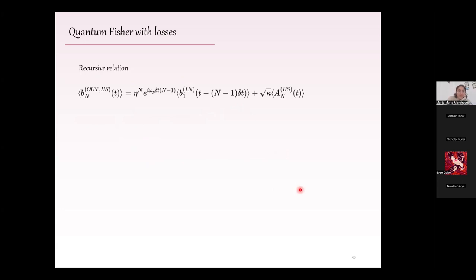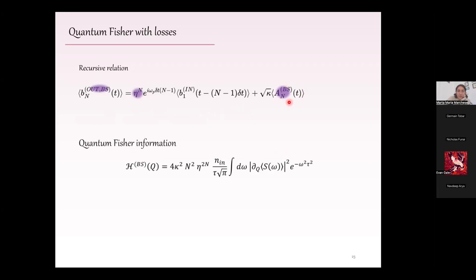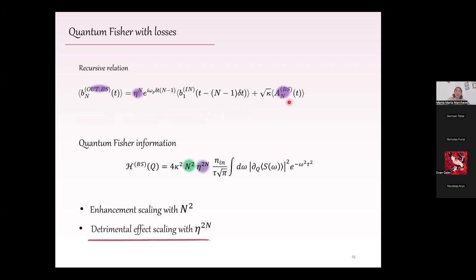And we can see this here, where it is analogous to the previous one, but we have now this eta dependency that comes here, but also in these new coefficients. So the quantum Fisher information has this form, and we see again that there is an enhancement that scales with n squared, but also there is a factor depending on eta to the power 2n, that will cause the Fisher information to decrease. So when we include losses, we have two effects.